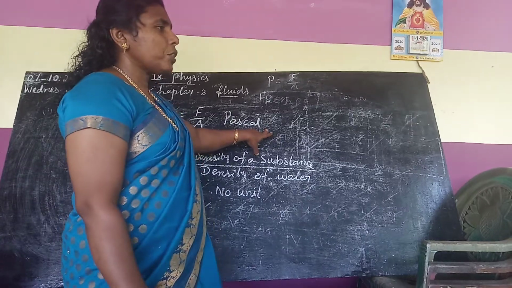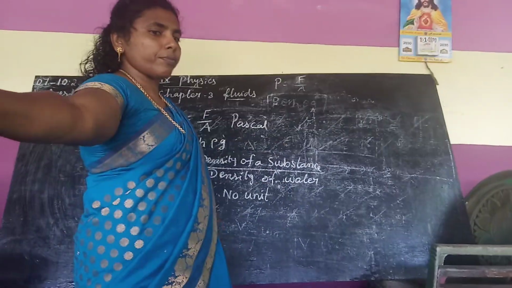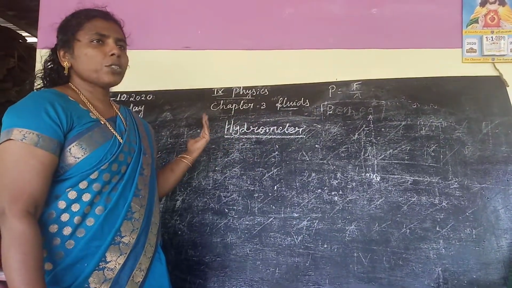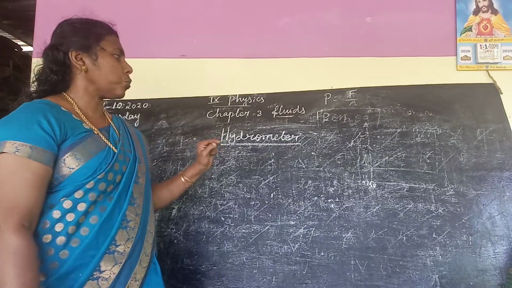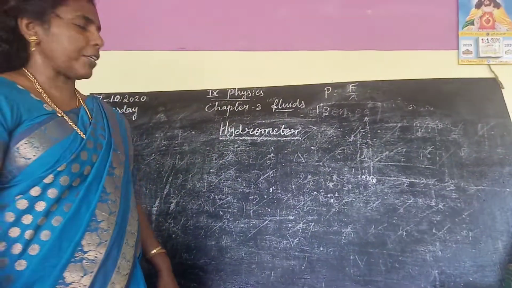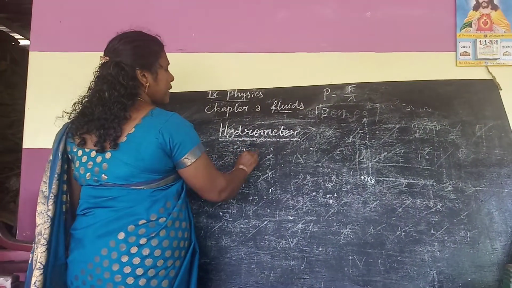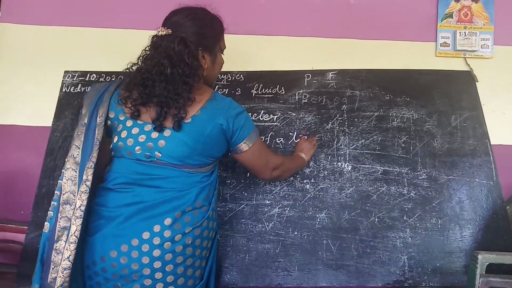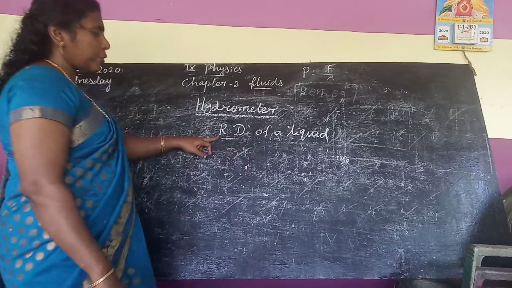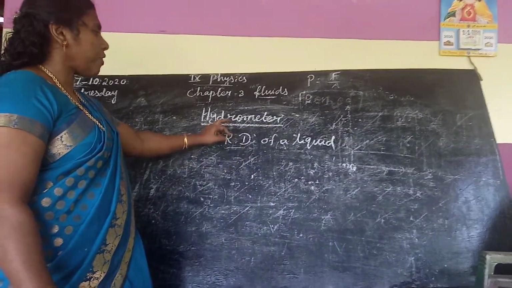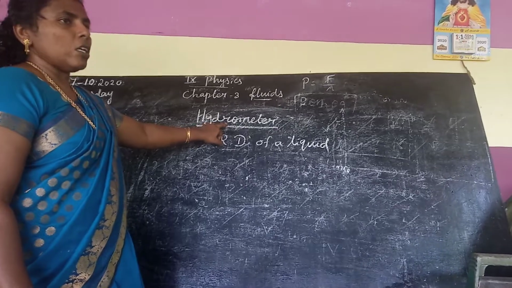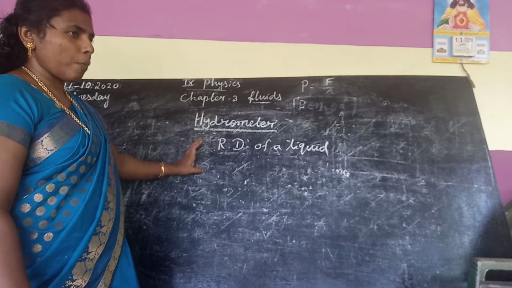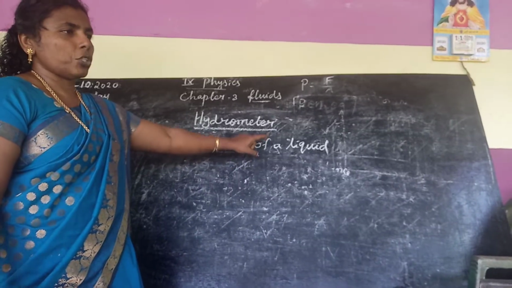Now today we are going to learn about the hydrometer. What is the use of the hydrometer? Why are we using this hydrometer? The hydrometer is used to find the relative density of a liquid. Whichever liquid we use, we can find its relative density or density by using this hydrometer. The hydrometer is an instrument used to measure the relative density of a liquid.